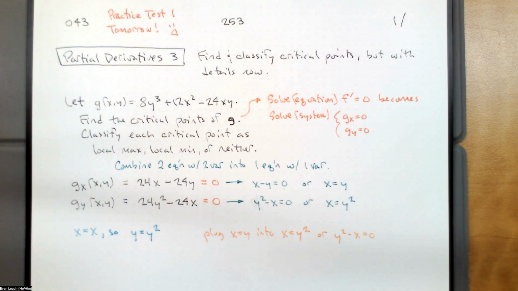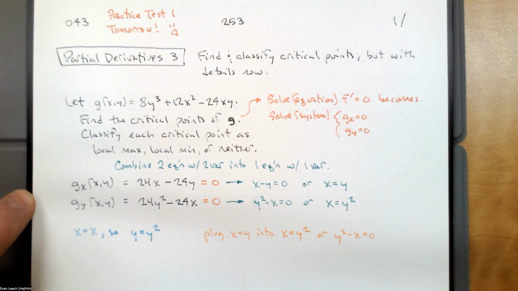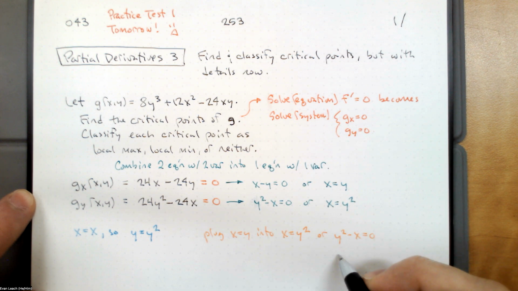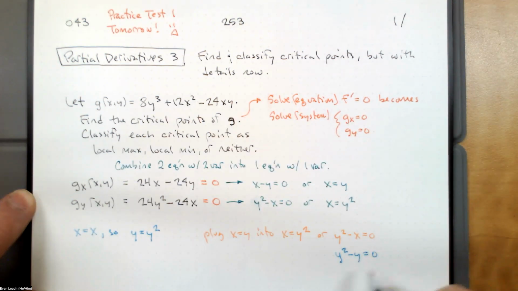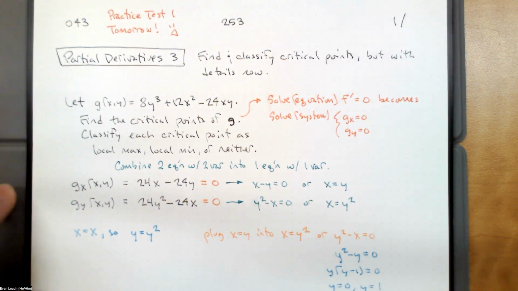I don't know what was going on in your head when you did this. Either one of these things is a valid strategy. The best one to do is whichever one occurs for you to do first. When you have y squared is equal to y, or y squared minus y equals 0, this would look like y squared minus y is equal to 0. Factor out the y. And we get y is equal to 0 or y is equal to 1.